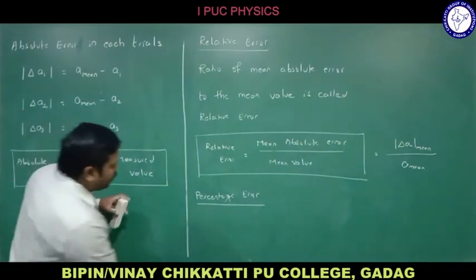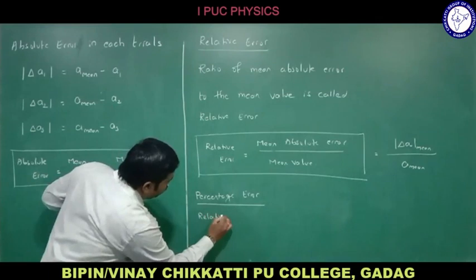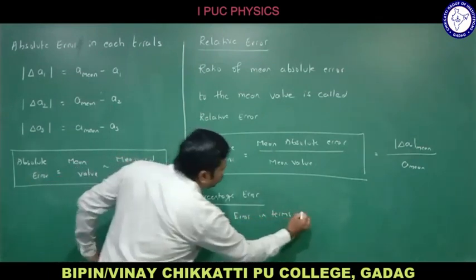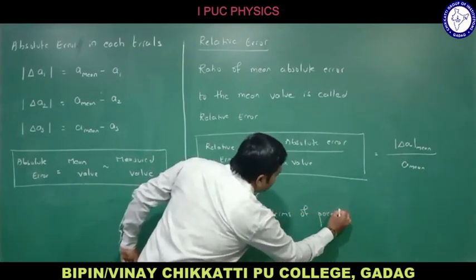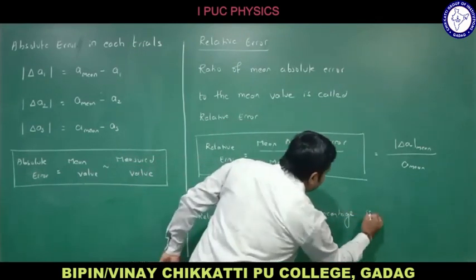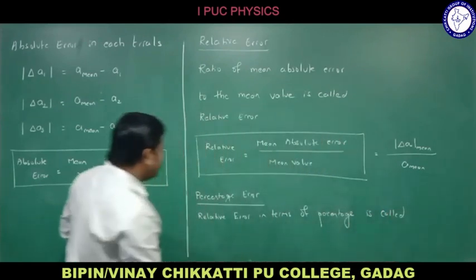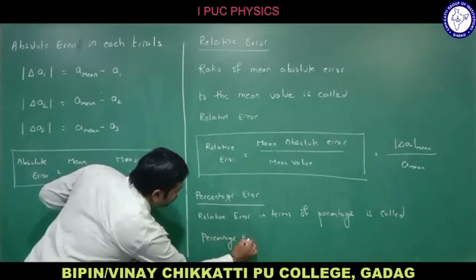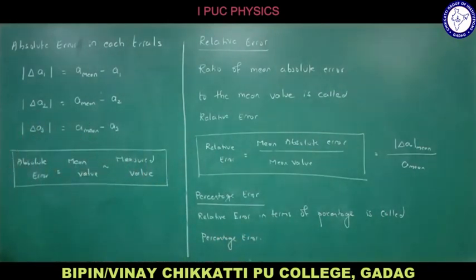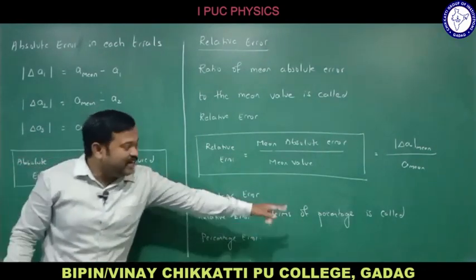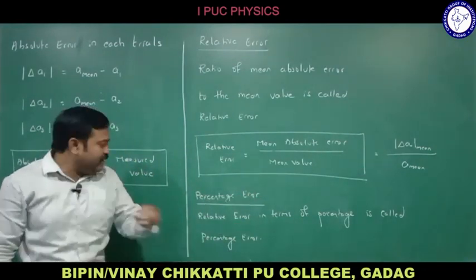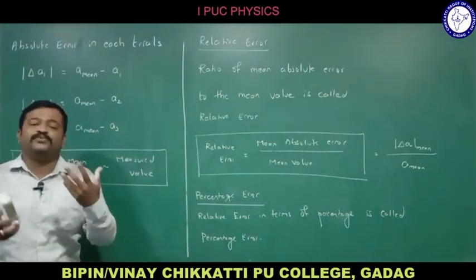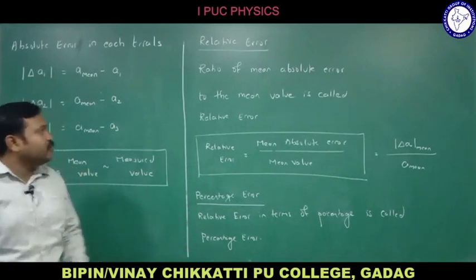Percentage error is the relative error in terms of percentage. Simple. What is percentage error? It is the relative error in terms of percentage. How to calculate this percentage error? This is the relative error. In terms of percentage means we need to multiply it by 100, right? So what do we get?